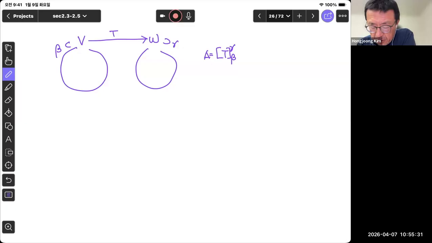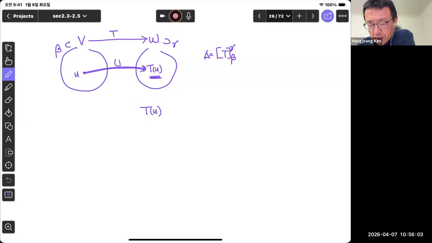Then, for any U vector, you can find T of U, right? So in order to find the T of U, there are two ways. That's what the theorem says. Please, you need to understand the meaning of the theorem. So, we can find T of U directly by applying this T mapping. So to find this T of U, you can apply this mapping directly.